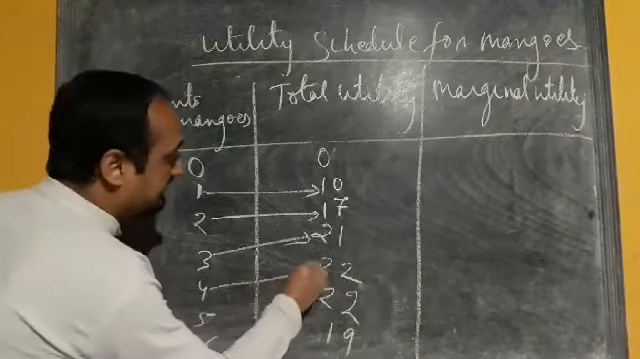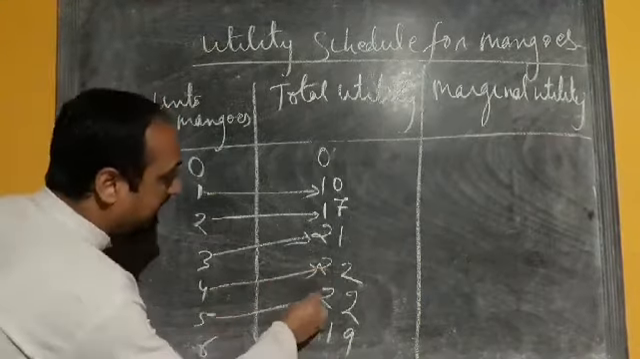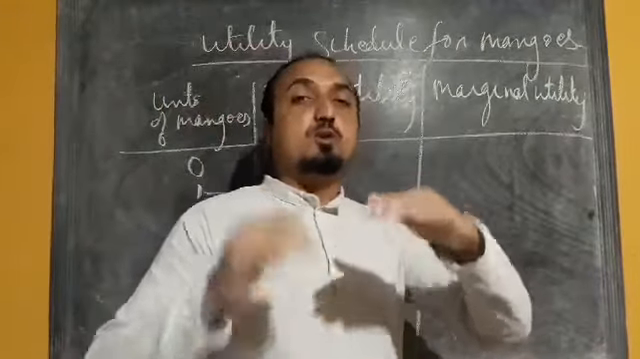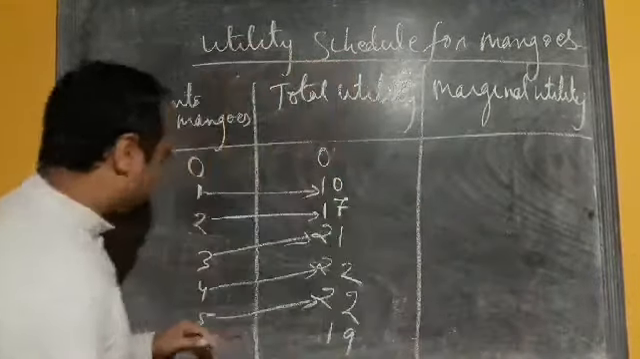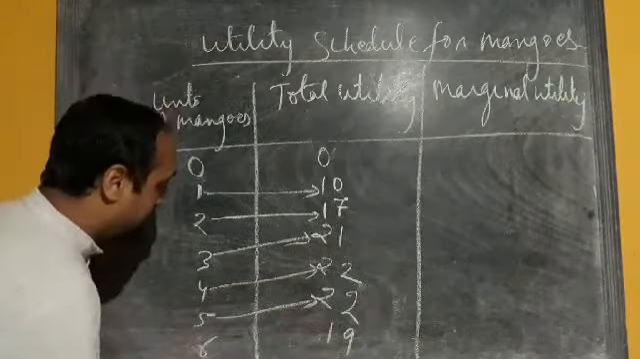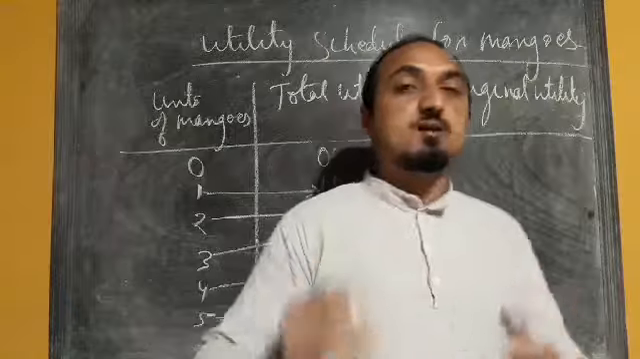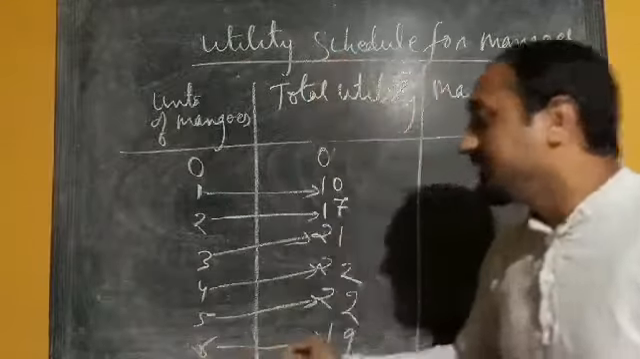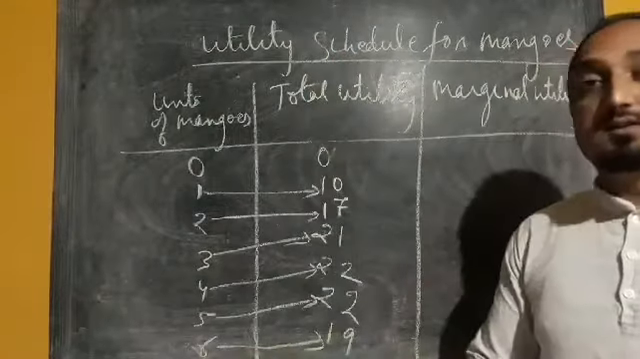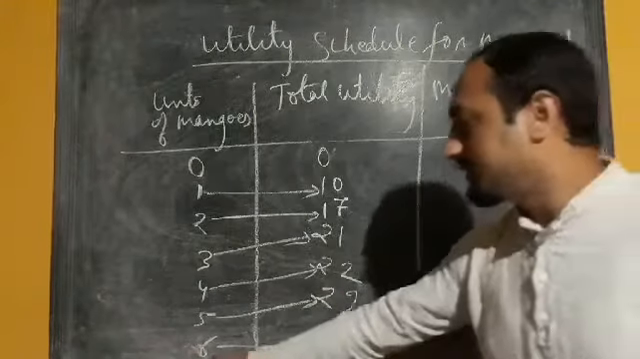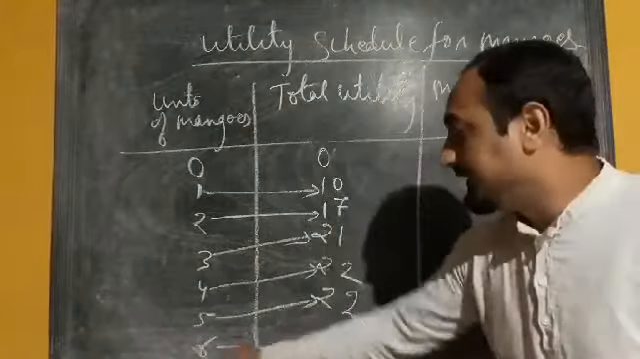Fourth one is giving 22. Fifth one is also giving 22. Means here the total utility is constant at the fifth unit of mangoes. Now sixth unit is giving, suppose say, 19. Means when we are consuming the sixth unit, the level of satisfaction derived from the additional unit of commodity is going on decreasing. So here our utility is decreasing.